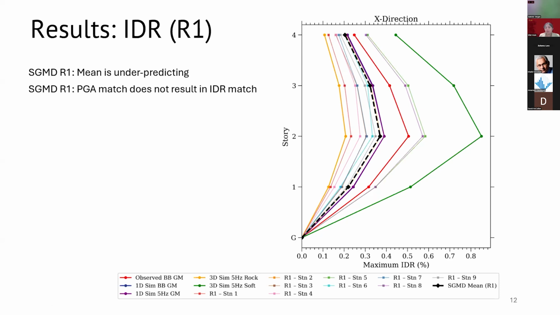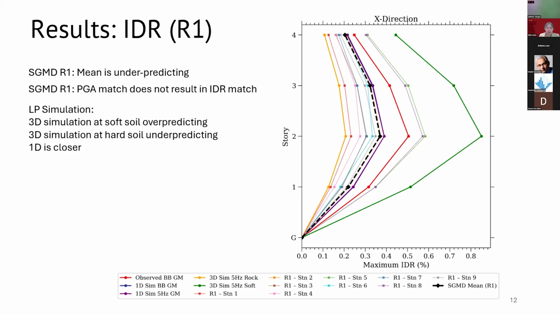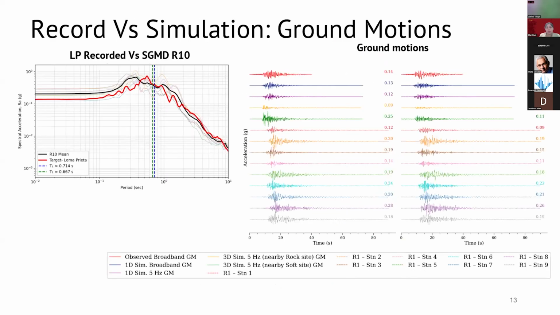PGA match, the stations that match does not actually translate to interstory drift match. And when it comes to Loma Prieta simulation, we saw that the soft soil site is over predicting and the hard soil is under predicting. And 1D is closer to the mean.